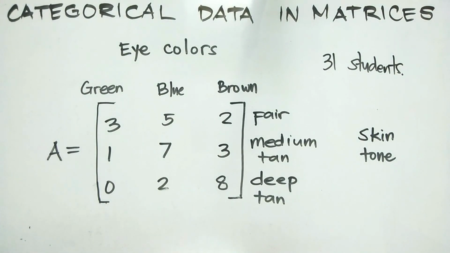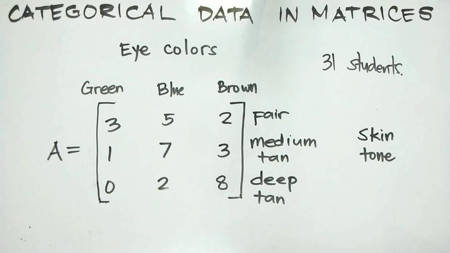So that is how you use a matrix to transform categorical data to utilize them in solving systems of linear equations.